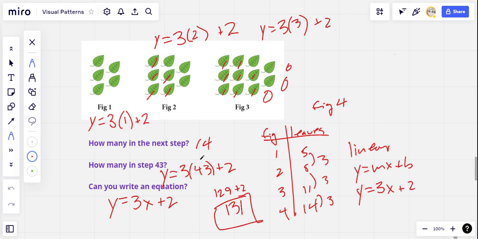Well, how did that go for you? Did you predict 14 in figure 4? Did you find an equation that looks like this?